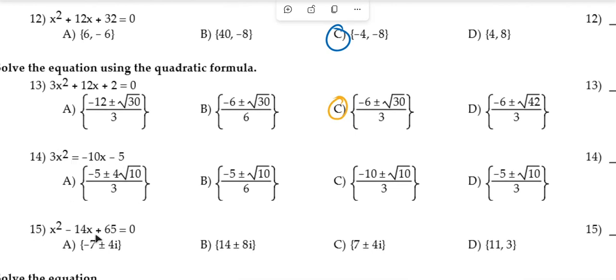Questions 14 and 15 are similar. Pause the video at this time and see if you can get these for yourself. Okay, let's see how you did.